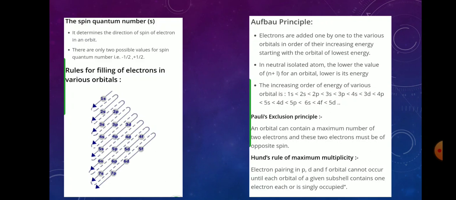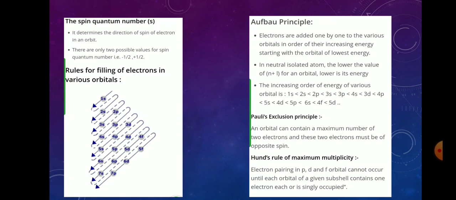Electrons are added one by one to the various orbitals in order of their increasing energy, starting with the orbital of lowest energy. In a neutral isolated atom, the lower the value of n plus l for an orbital, the lower is its energy. The increasing order of energy of various orbitals is 1s less than 2s less than 2p less than 3s less than 3p less than 4s less than 3d less than 4p less than 5s less than 4d less than 5p less than 6s less than 4f less than 5d and so on.